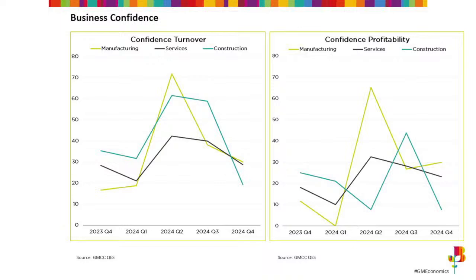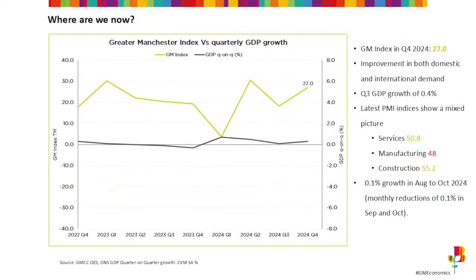Okay, so the overall economic context and the fact that business confidence has actually dipped, that's clear. However, the rest of the QS measures are actually quite mixed, right? So why is that? We'll look into it. The first thing to mention, of course, is the Greater Manchester Index. So in the previous quarter, the Greater Manchester Index was at 18.3. It has actually gone up this quarter to 27.